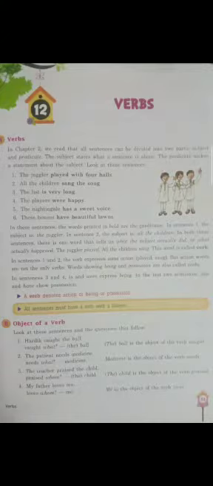Same way with the third one. The teacher praised the child. Whom did the teacher praise? The child. So child is the object of the verb praised. Fourth one. My father loves me. Your father loves whom? Me. So me is the object of the verb loves.